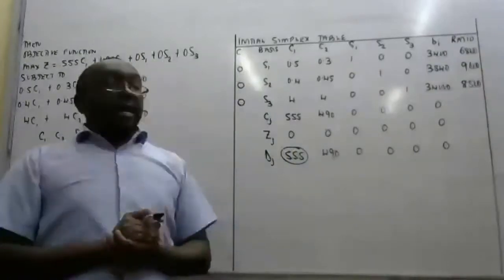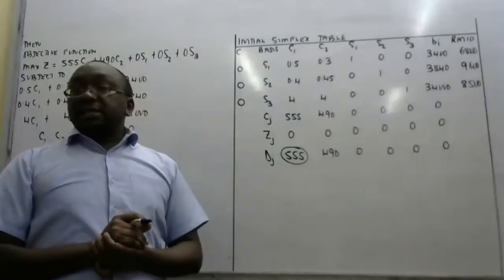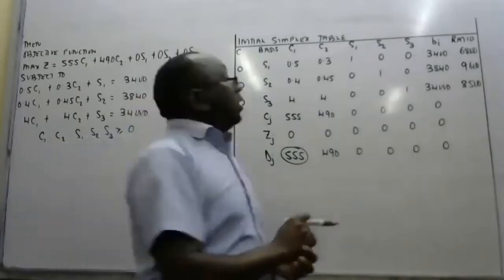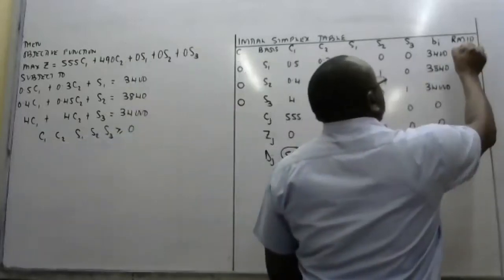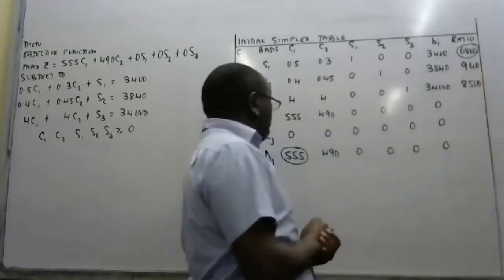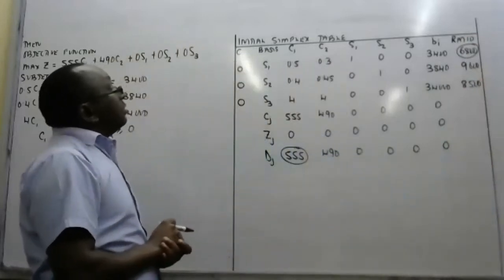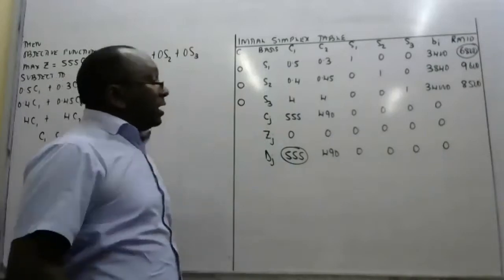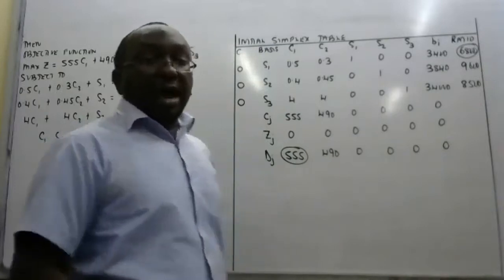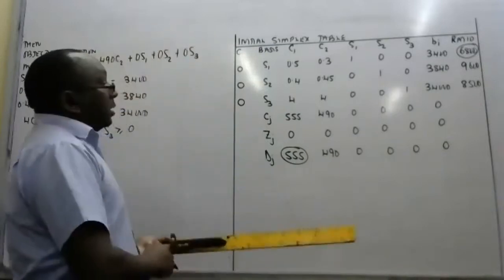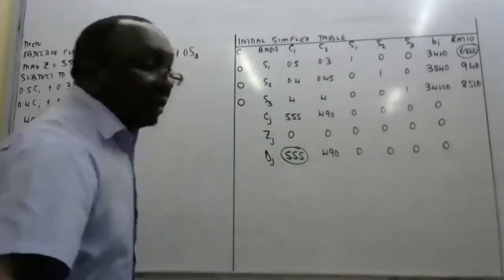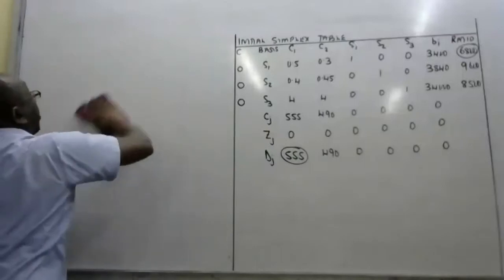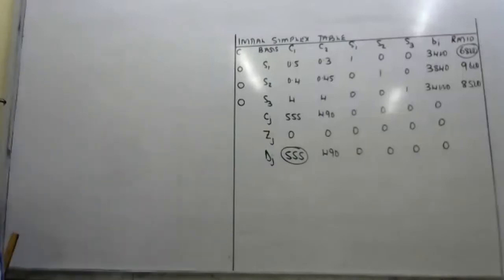Once the ratios are obtained, you pick the smallest. The smallest of those ratios is this one. So with that, you can now create the second table.